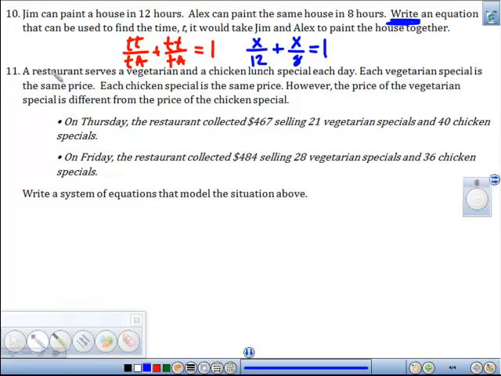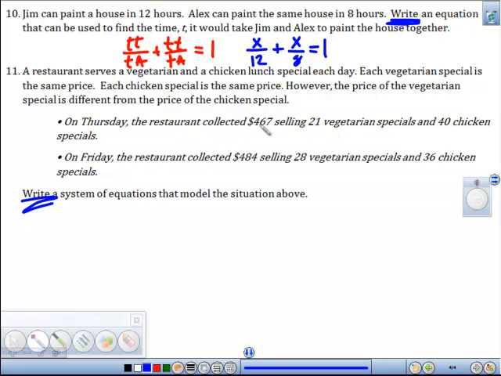Okay, number 11. It says a restaurant serves a vegetarian and a chicken lunch special each day. Each vegetarian special is the same price. Each chicken special is the same price. However, the price of the vegetarian special is different from the chicken special. It says on Thursday, the restaurant collected $467. On Friday, it's going like this. It says write the system of equations that model this situation. So again, we just have to write the equation. That's not bad. So let's see what's going on here.